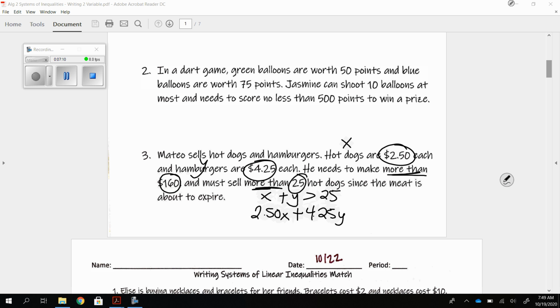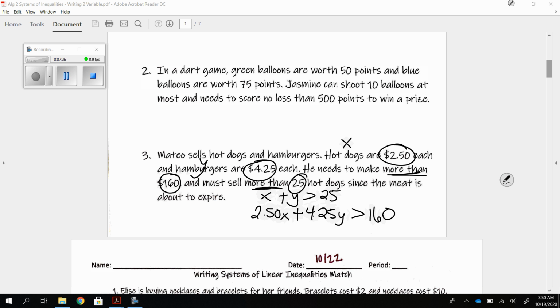All right? And it says he needs to make more than 160. There's not no more than, exceeds, none of that. It just says more than 160. So we know just more than 160. And we're done. Okay? Again, it should be really easy. You are just reading the problem.